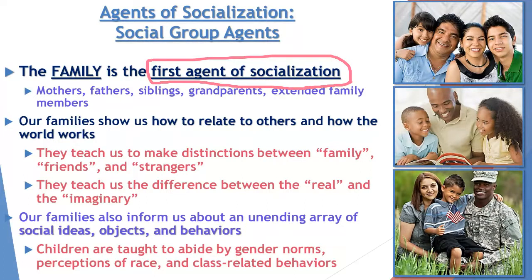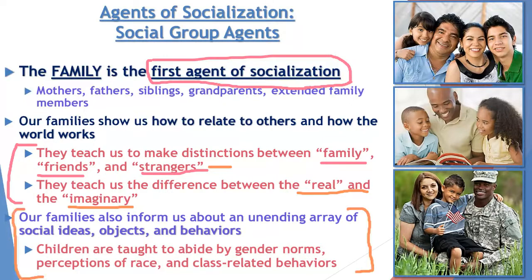From our very young ages, we are taught distinctions between who's our family, who are friends, and who are strangers: stranger danger, and a kind of mistrust of others or people you don't know. They also teach us the difference between what's real and what's imaginary. And they also teach us about many, many other lessons in our lives, probably not explicitly, but implicitly.